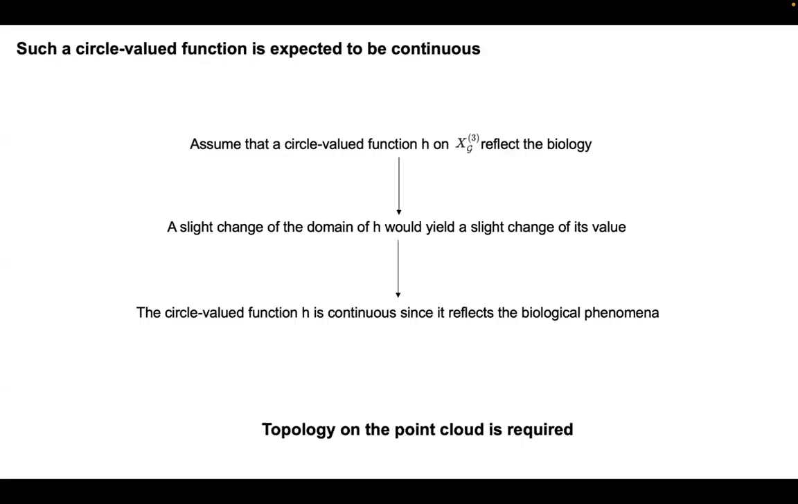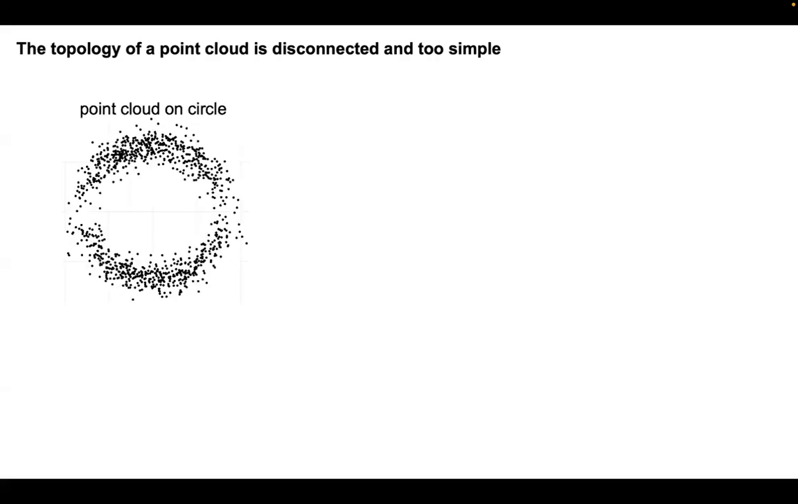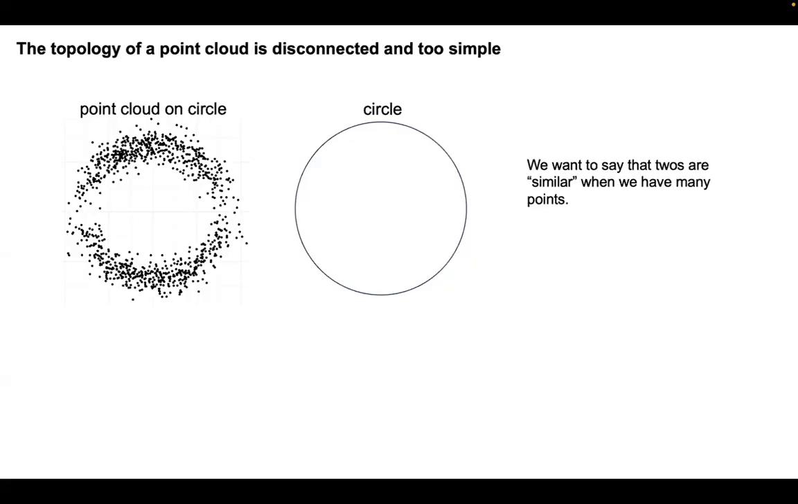So topology on the point cloud is required when we expect a circle valued function. But the main problem is that the topology of a point cloud is disconnected and too simple. Let me give a famous example. Consider a point cloud on a circle. We argue that this is a circle because it's sampled from a circle.